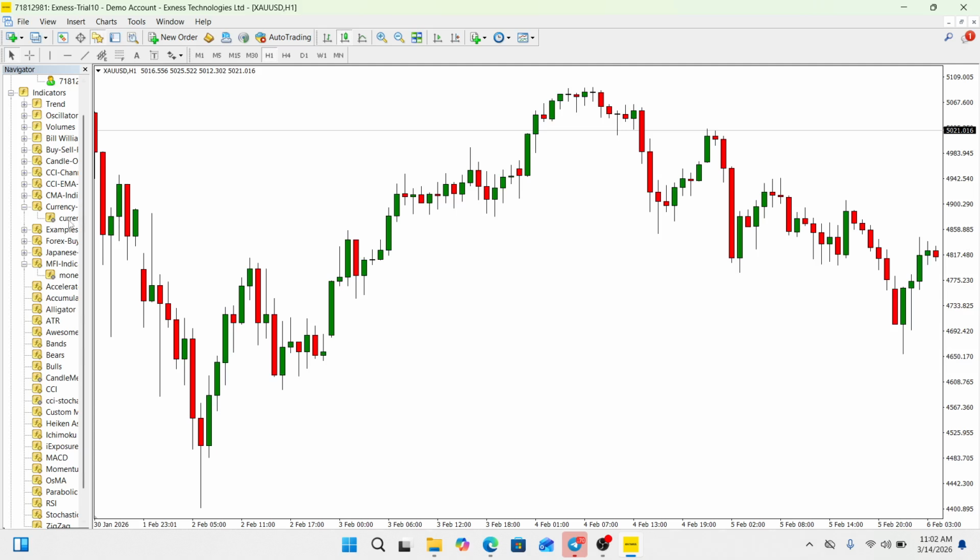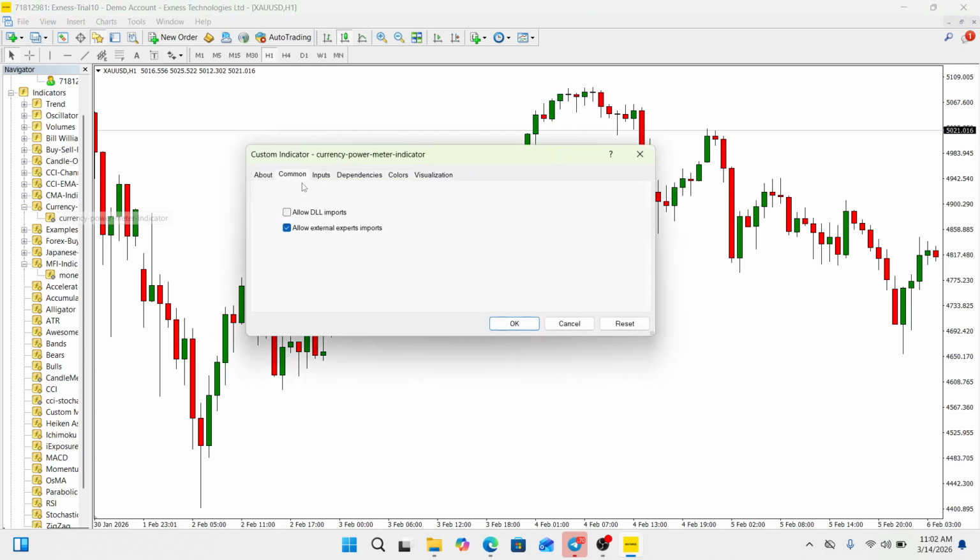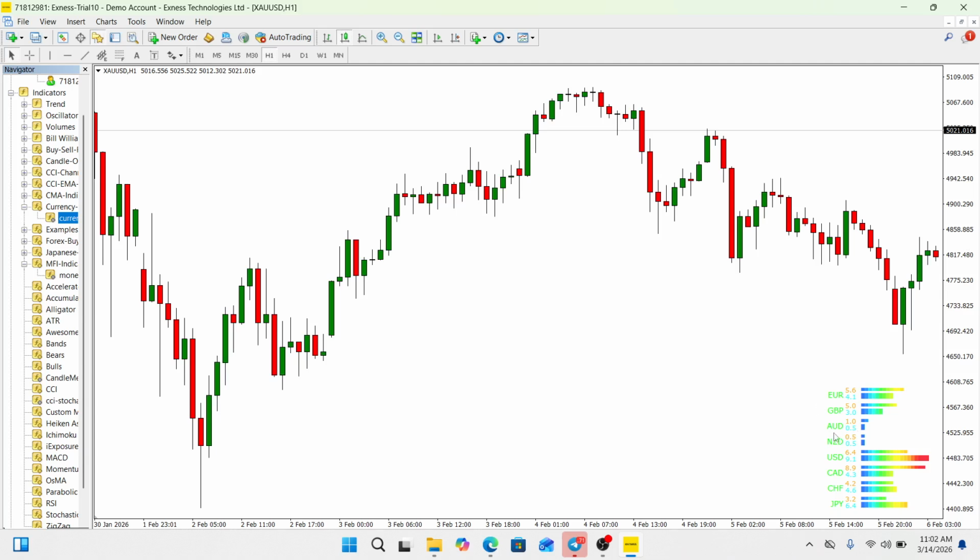At this point, I'll load the indicator on the chart so you can see how it looks in real time. Remember, I want to allow DLL imports. And there we go. You can see how it looks.